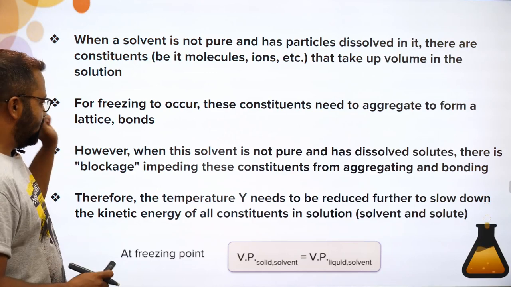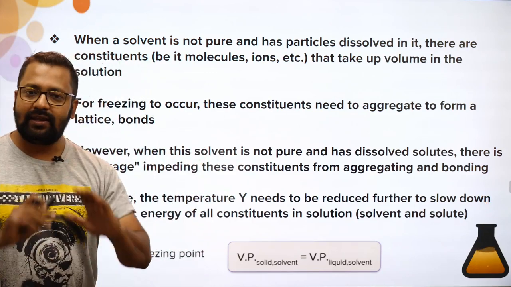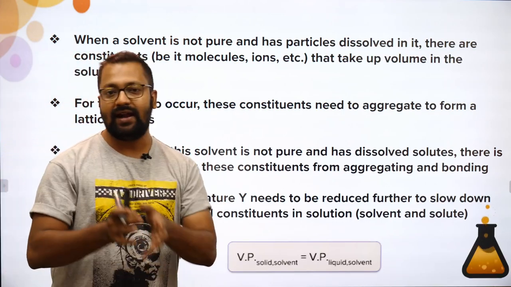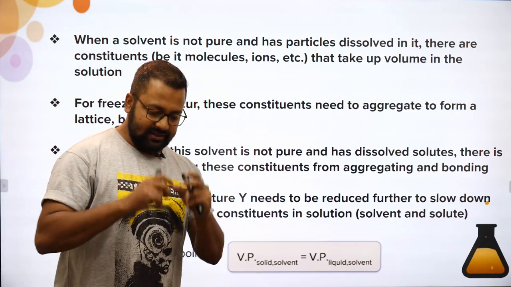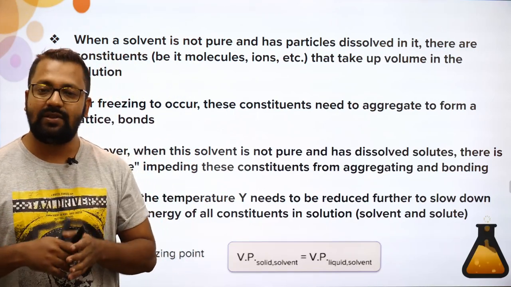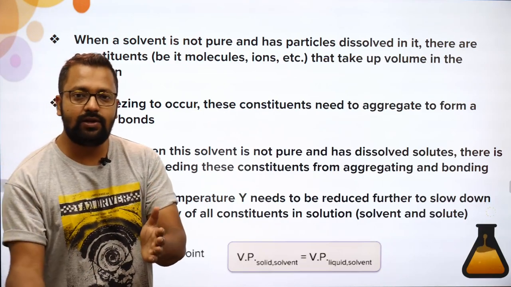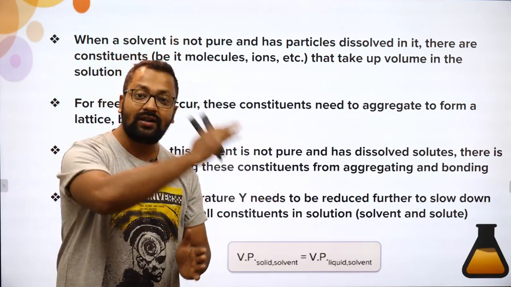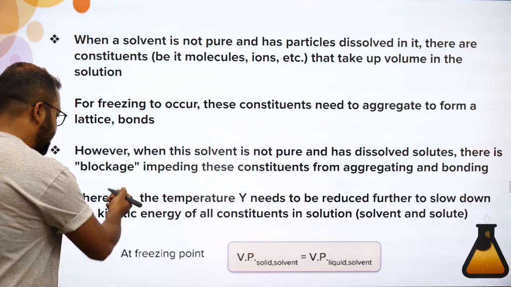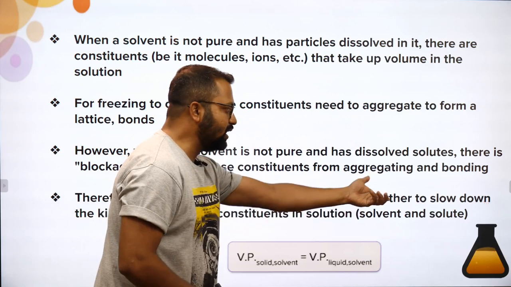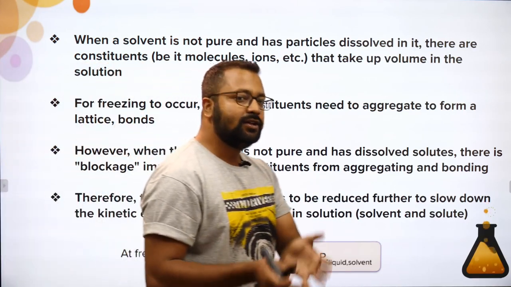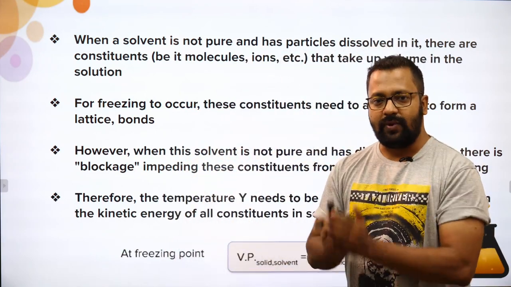Now, jaise hi hum kuch solute dalenge, it will disrupt the arrangement which could have happened at a given temperature. Jaise hum kuch dalte hain, what happens? The randomness of the system increases. That means kinetic energy increases. So I need to reduce the temperature even further so that organization again occurs. So therefore the temperature needs to be reduced further to slow down the kinetic energy of all constituents so that lattice formation occurs.